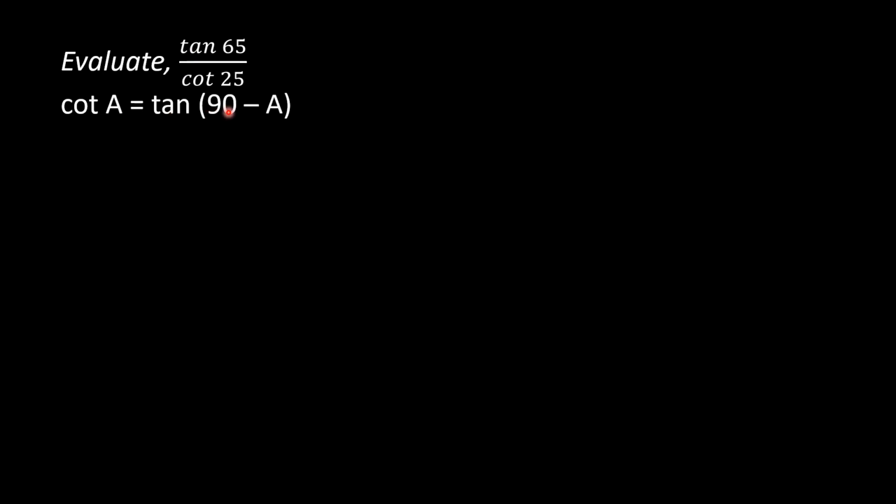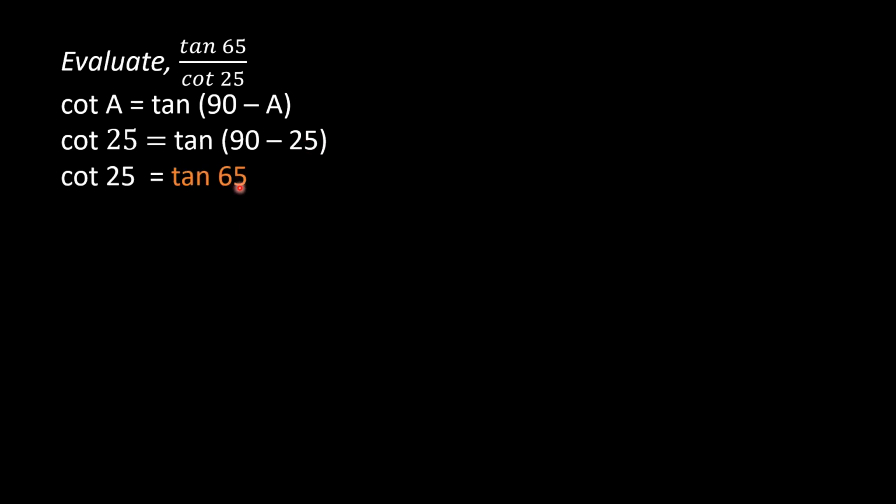Now we will solve problems based on trigonometric ratios of complementary angles. Evaluate tan 65 divided by cot 25. Here 65 and 25 are complementary angles. We can change tan to cot, cot to tan. Here we will change cot to tan. We have cot A equals tan (90 minus A). So we write cot 25 equals tan (90 minus 25), which will be tan 65.